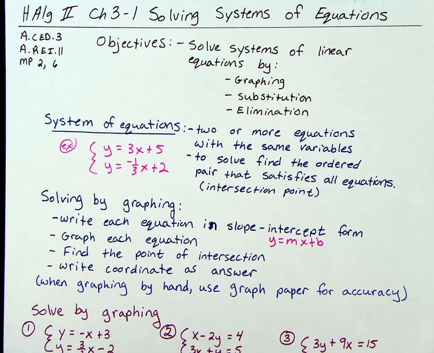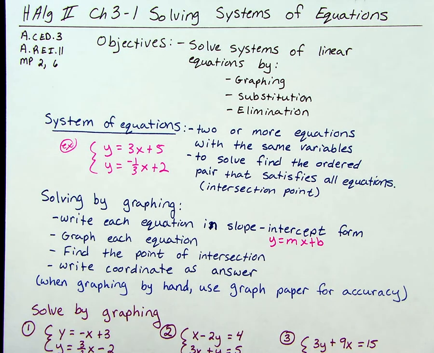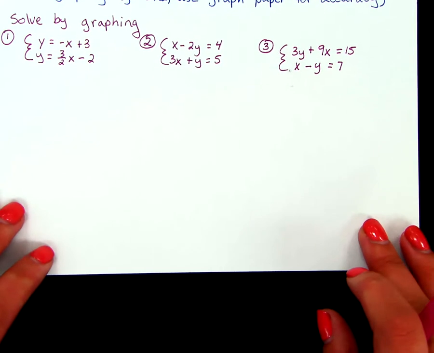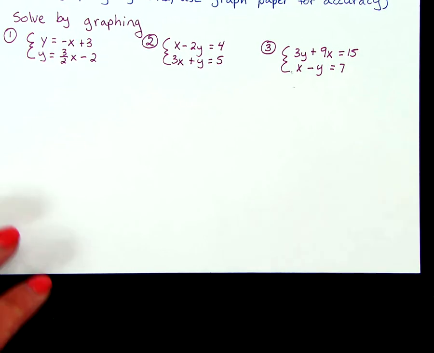Okay. And when we are graphing by hand, it is best to use graph paper so that it's easy to tell where your intersection point is. Otherwise, your lines might not be evenly distributed, so your answer could be wrong. So when we're solving by graphing by hand, make sure that we have graph paper handy. So we're just going to start with these three examples.